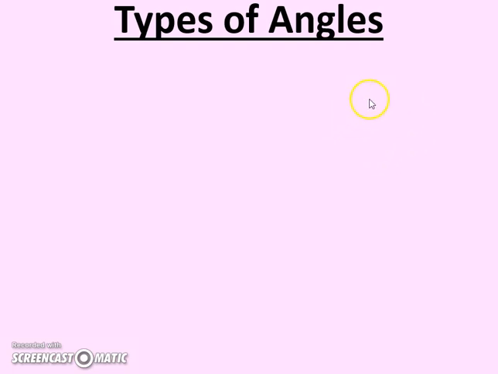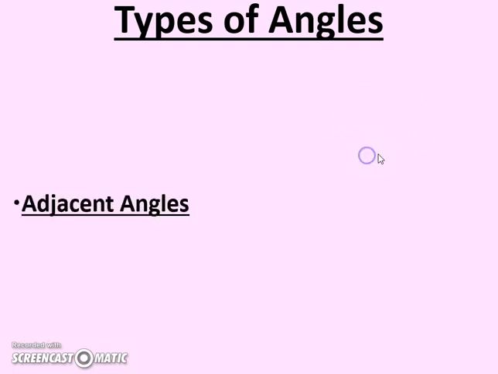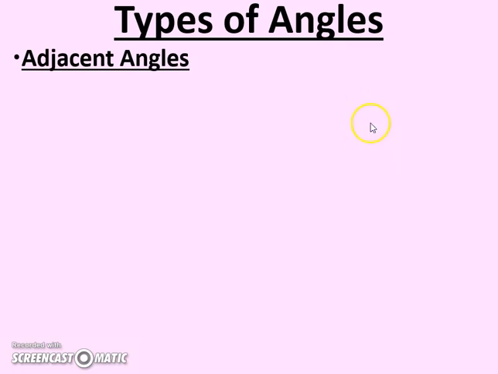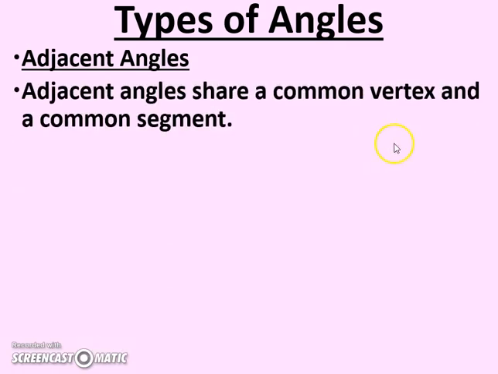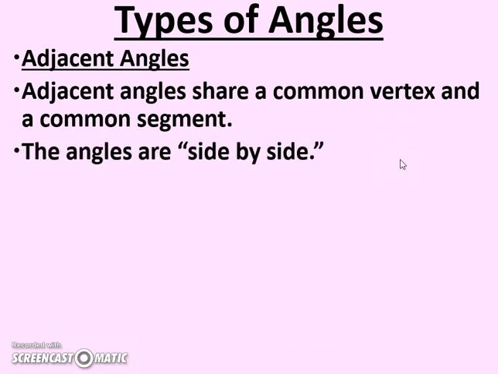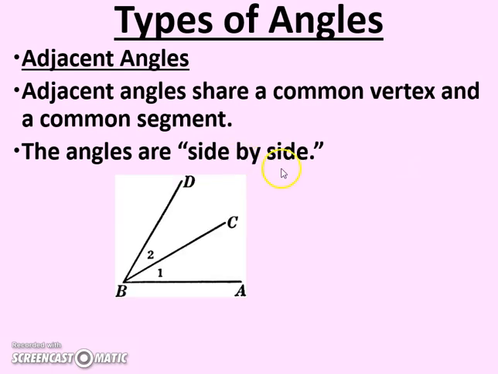In this Math Weekly, we're going to look at a lot of different types of angles. The first of which are called adjacent angles. Adjacent angles share a common vertex and a common segment. The angles look side by side. Here is an example of two adjacent angles. You can see that angle 1 and angle 2 both meet at a common vertex, which is B, and they both share this side, segment BC.